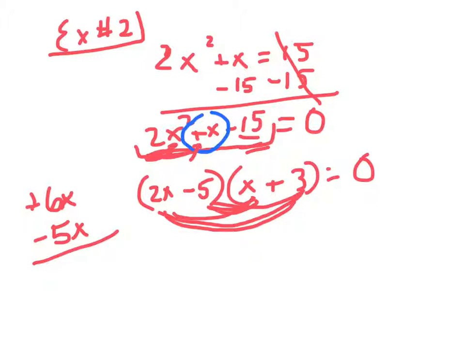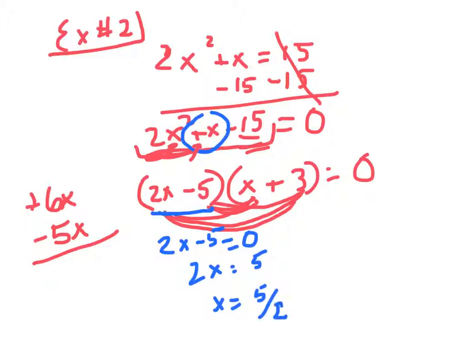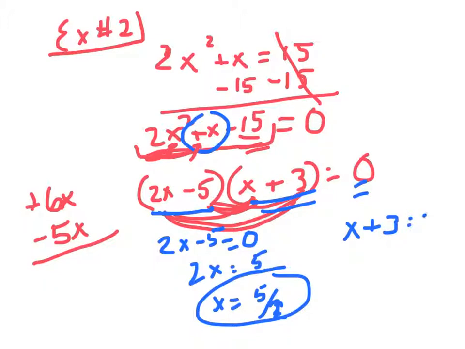To finish this problem, once again, you're going to have two answers. You take the first part, set it equal to 0 and solve. Add the 5 to both sides. Divide by 2. 5 halves, or 2.5. And then you take the second part and set it equal to 0. X plus 3 equals 0. Minus 3 to both sides, you get x equals negative 3.